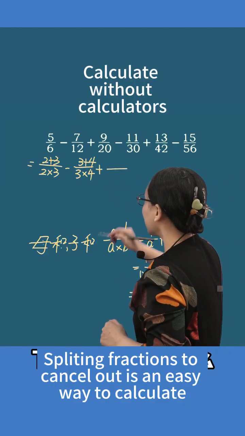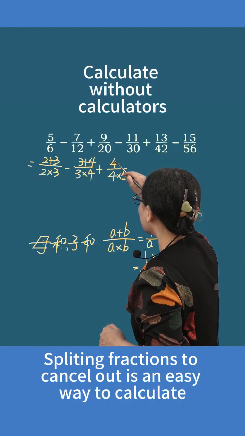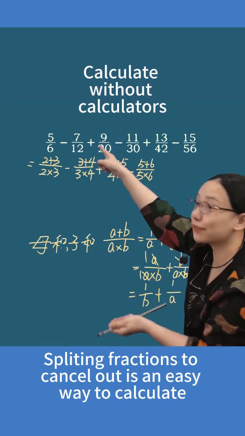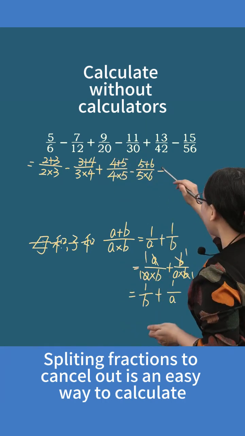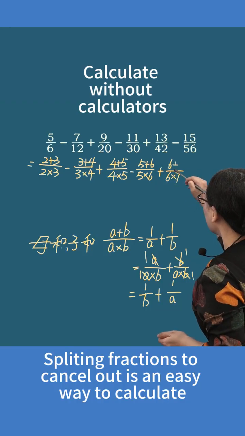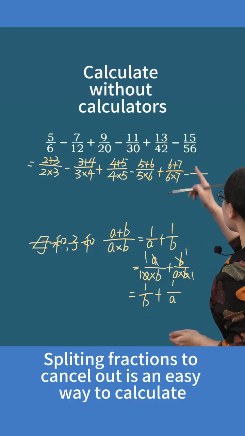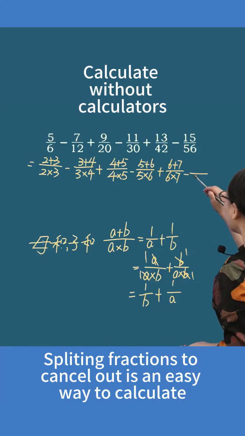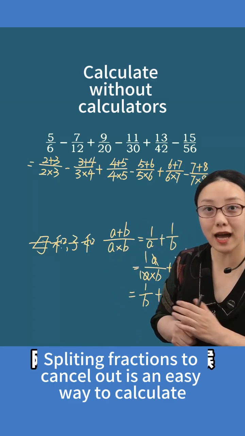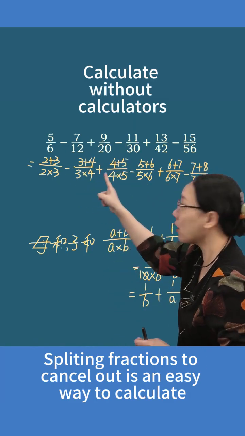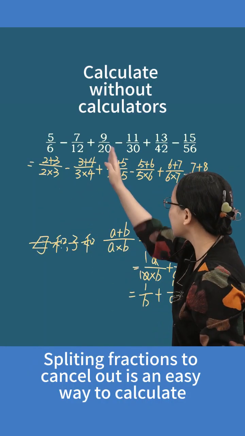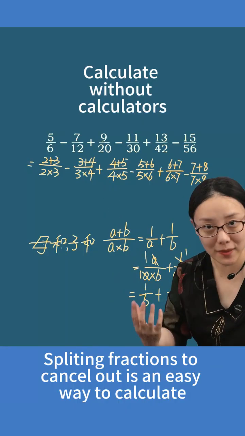What should we write next? (4 plus 5) over (4 times 5). Now subtract (5 plus 6) over (5 times 6). This corresponds to that, and this corresponds to this. Moving on, what about this 13 over 42? Can it be written as (6 plus 7) over (6 times 7)? And the last one, can this 15 over 56 be written as (7 plus 8) over (7 times 8)? Everyone, pay attention. When we were breaking down each fraction just now, the sign in front of each one we can't just change at will. If it was a minus originally, it stays a minus.